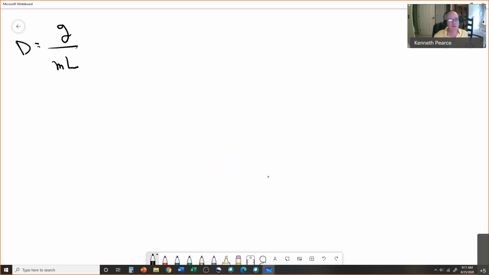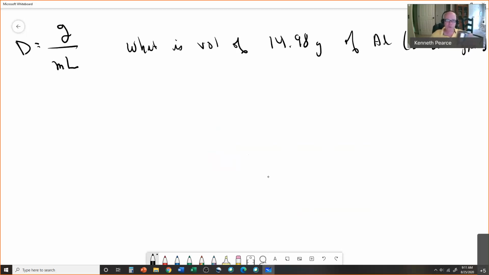And so what do you do if you're trying to find the mass of something or the volume of something? And the problems look like this. What is the volume of 14.98 grams of aluminum, and it has a density of 2.70 grams per milliliter. There it is. So what is the volume of 14.98 grams of aluminum? Now there's a table in the book that has some densities, and that's how I know that the density is 2.70 grams per milliliter. You can also look them up online. Google's a wonderful thing. So with this sort of problem, I'm looking for the volume, and I have the density.